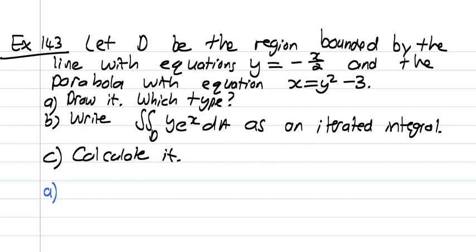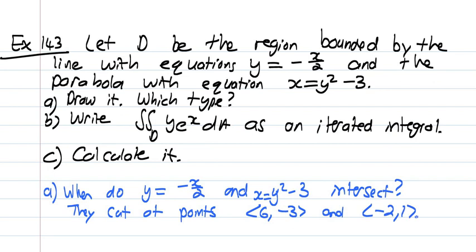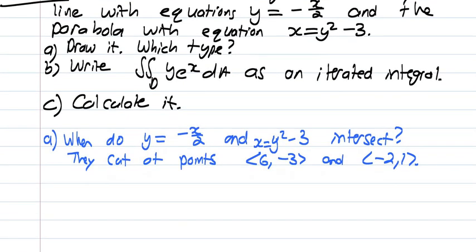So the very first thing we need to do is, when do y equals minus x over 2 and x equals y squared minus 3 intersect? So that calculation is necessary. I'm going to leave that calculation for you, but if you do the calculation, you will see they cut at points (6, -3) and (-2, 1). So please do this calculation and check that you agree with my calculation.